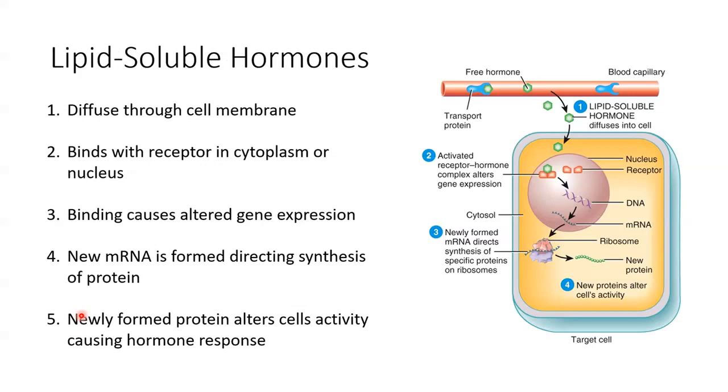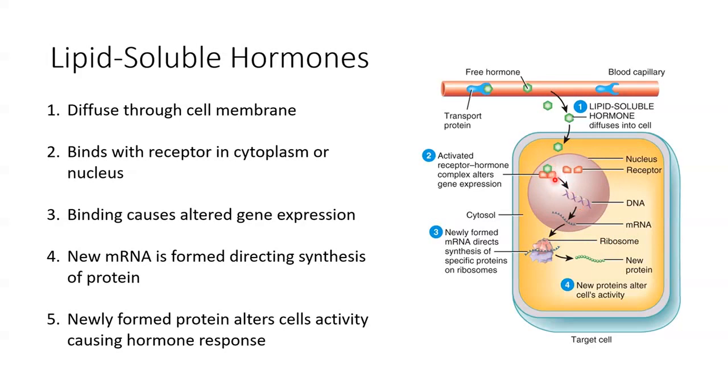Taking a look at how these lipid-soluble hormones work, these are the hormones that travel in the blood with a transport protein. So we've got our hormone in green here, and it's being transported in the blood by this transport protein. They will arrive at the target cell, and due to their lipophilic nature, or that they can dissolve into lipids, they diffuse straight through that plasma membrane. Inside the cell, they will bind to their receptor. The receptor is either located in the cytosol or within the nucleus of the cell.